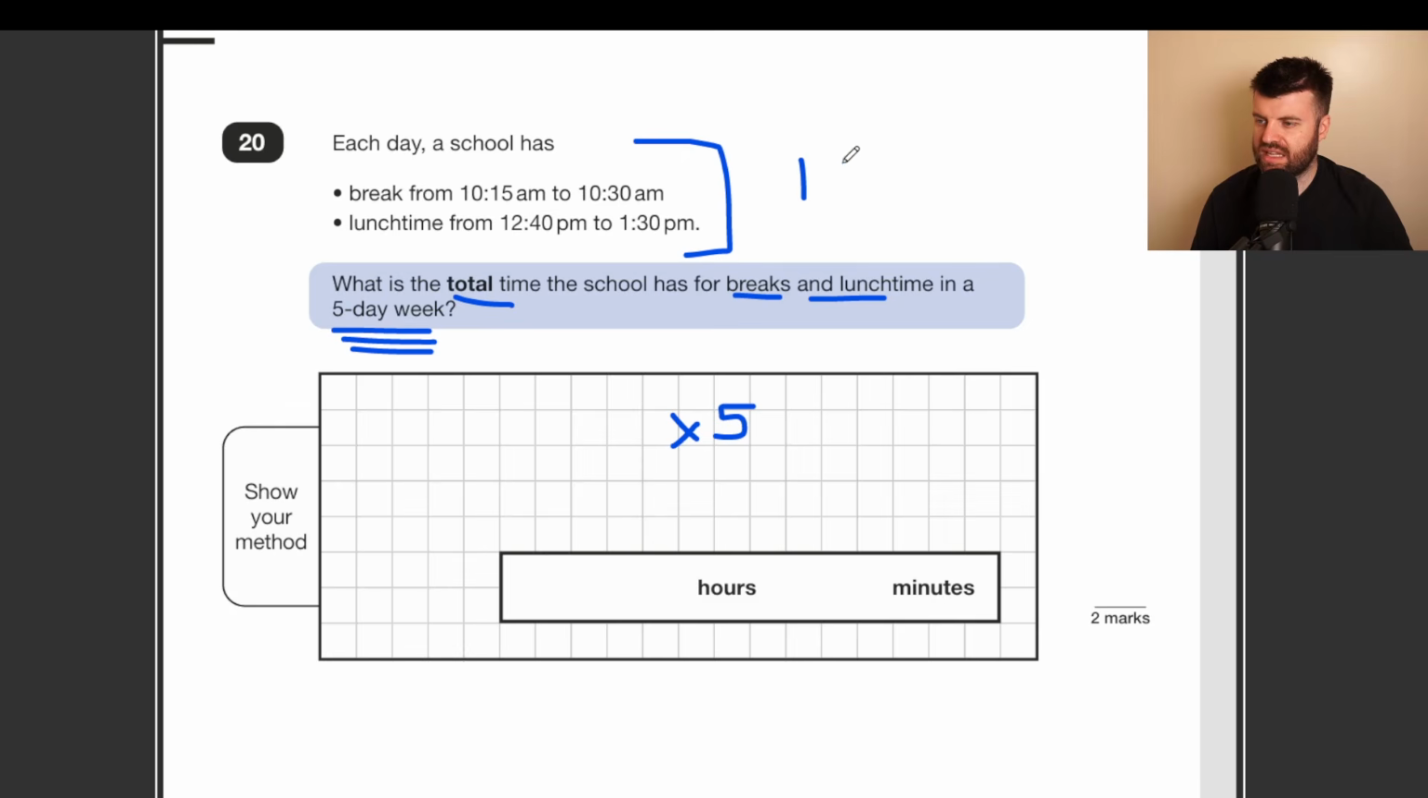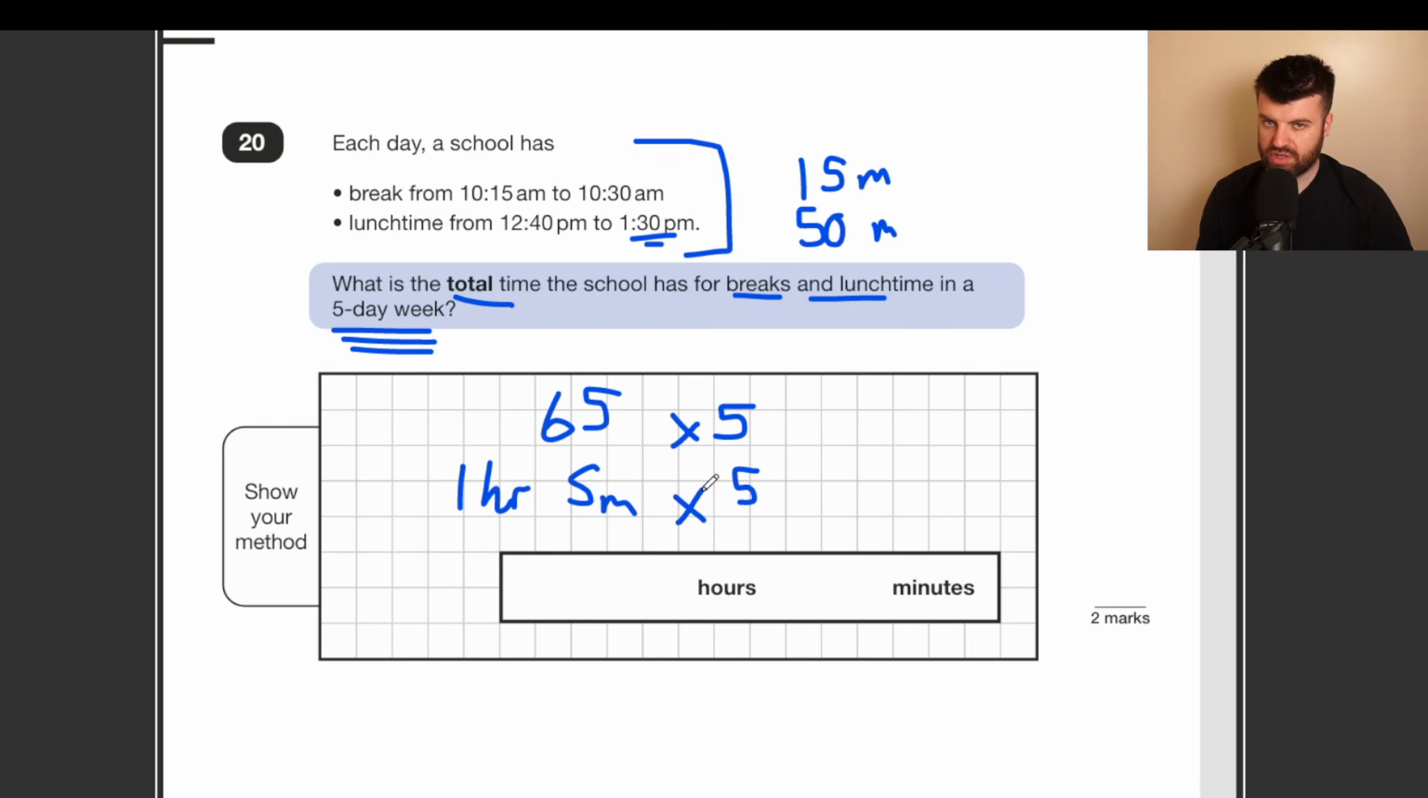10:15 to 10:30, that's 15 minutes. 12:40 to 1:30, that is 50 minutes. Because if it was 1 hour, it would be until 1:40, so I took 10 minutes off. So in total here, we have 65 minutes multiplied by 5. Hold your horses. You could do this, then you'd have to convert it at the end. What's interesting is you also could write it as 1 hour and 5 minutes first and then multiply it by 5 because you can just partition it.